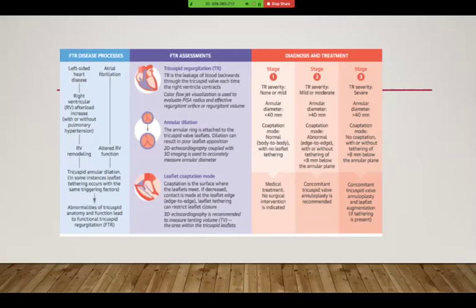In stage 3, it's severe TR, annular diameter more than 40 mm, and coaptation mode: here, there is no coaptation, with or without tethering of more than 8 mm below the annular plane. Concomitant tricuspid valve annuloplasty and leaflet augmentation, if tethering is present, is the mode of treatment here.